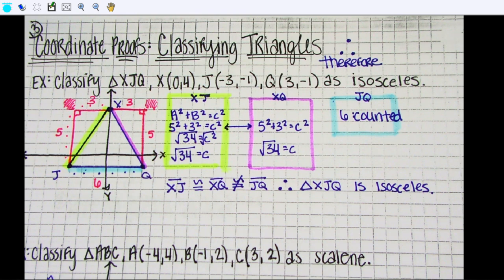So you should have already plotted it. If you haven't connected it, go ahead and connect the triangle.